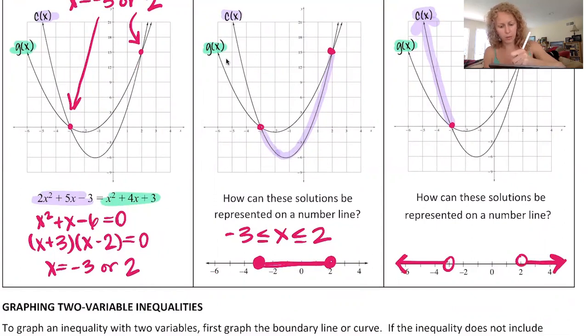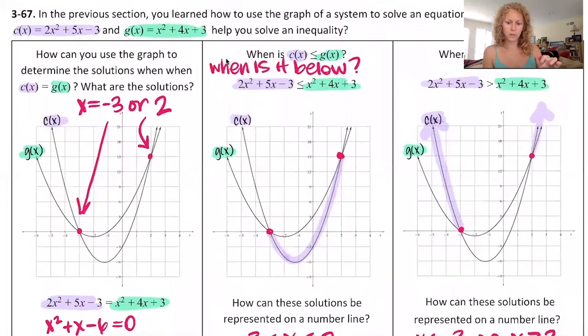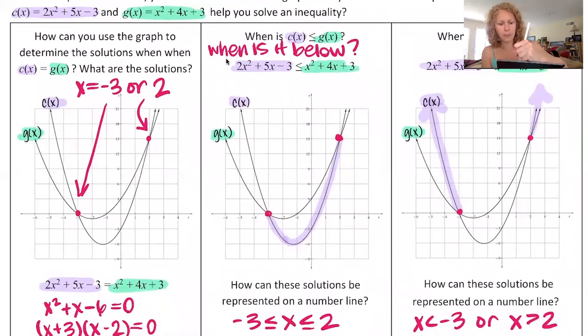So we would write this one and say x is less than -3 or x is greater than 2. This answer has an or because you can't actually be in both places at the same time. You are one of them or the other one. So when is it above? I'm going to just add that.